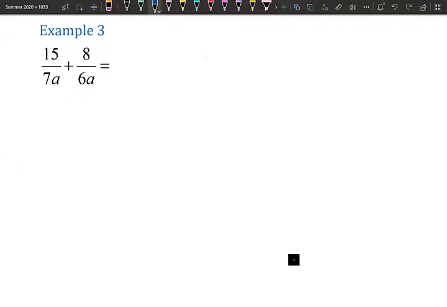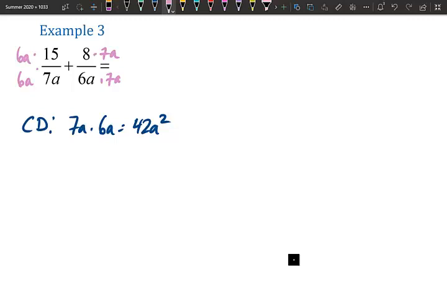Example 3. So we need to add these. In order to add these, the bottoms need to be the same. So we find something that I just like to call the common denominator. So the common denominator, just multiply them together. Do not find the LCD. That takes too much time. Just multiply them together. 7a times 6a, that's 42a squared. Okay, awesome. So I need my bottoms to be 42a squared. So you know how I multiplied them together? So times 7a, times 7a, times 6a, times 6a. I multiplied them together. See what I mean there? That's why I do it that way.